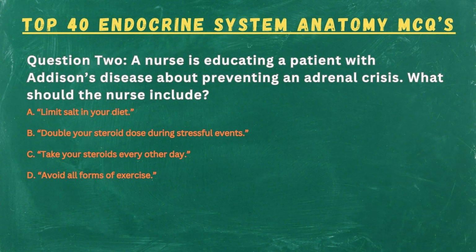Question 2. A nurse is educating a patient with Addison's disease about preventing an adrenal crisis. What should the nurse include? A. Limit salt in your diet. B. Double your steroid dose during stressful events. C. Take your steroids every other day. D. Avoid all forms of exercise.